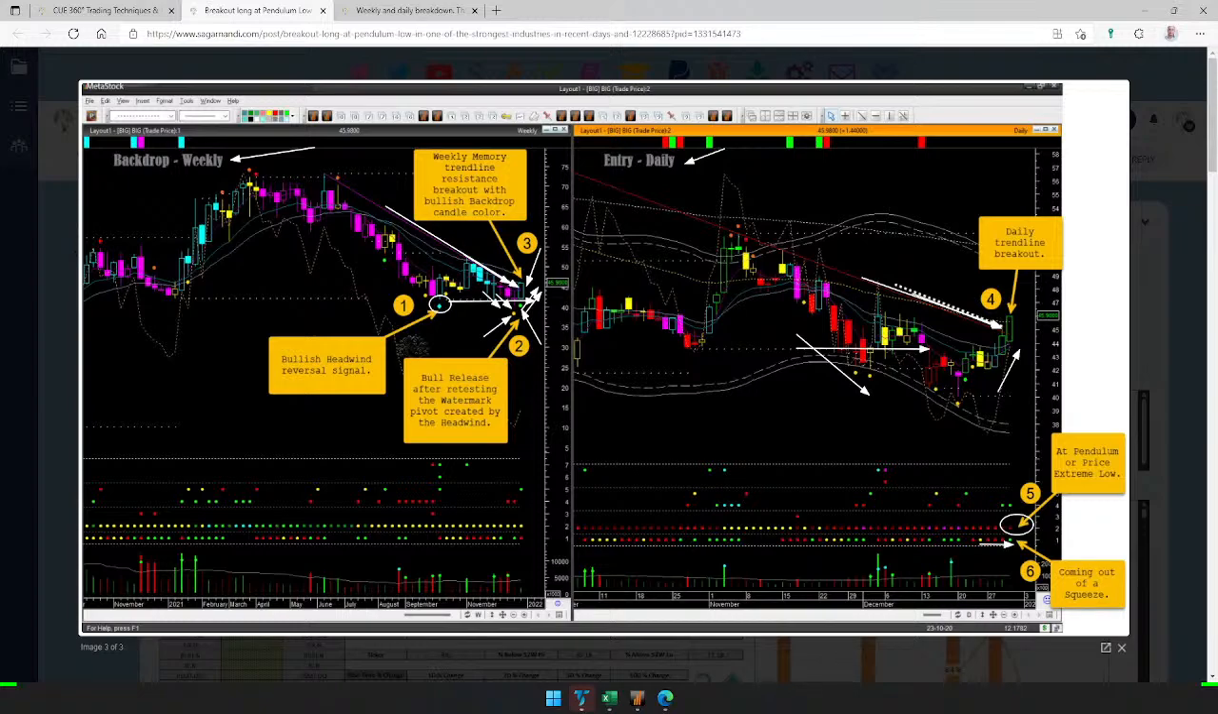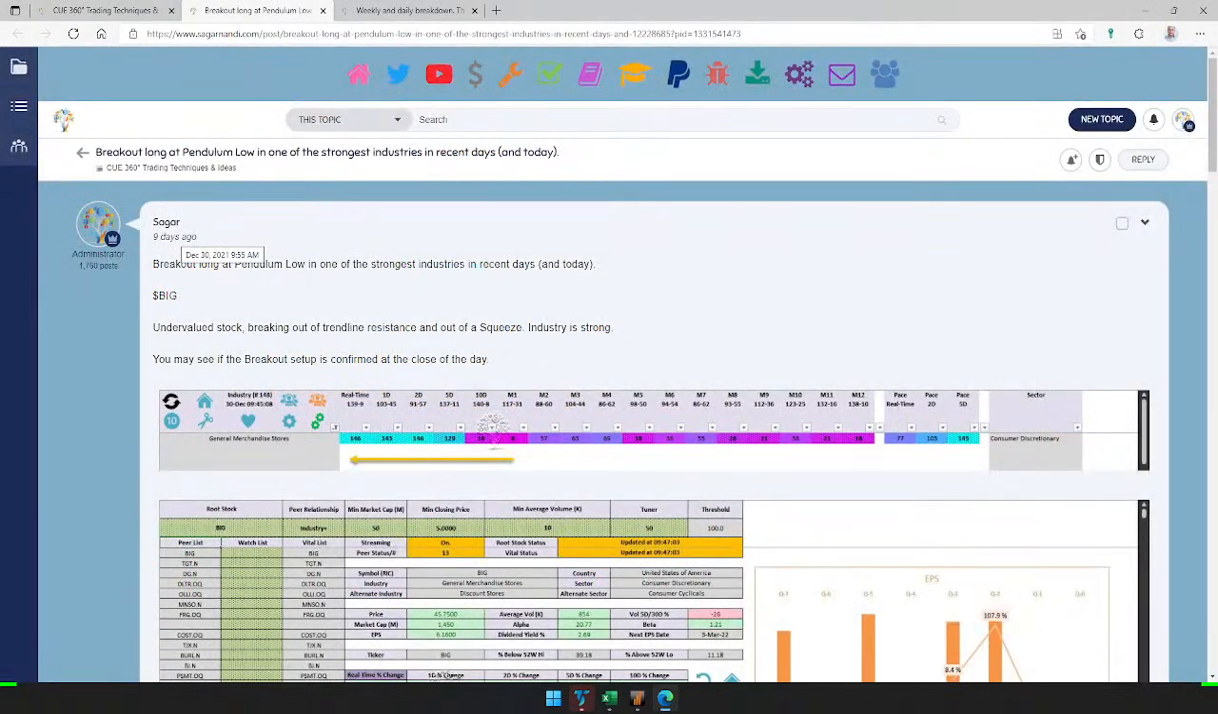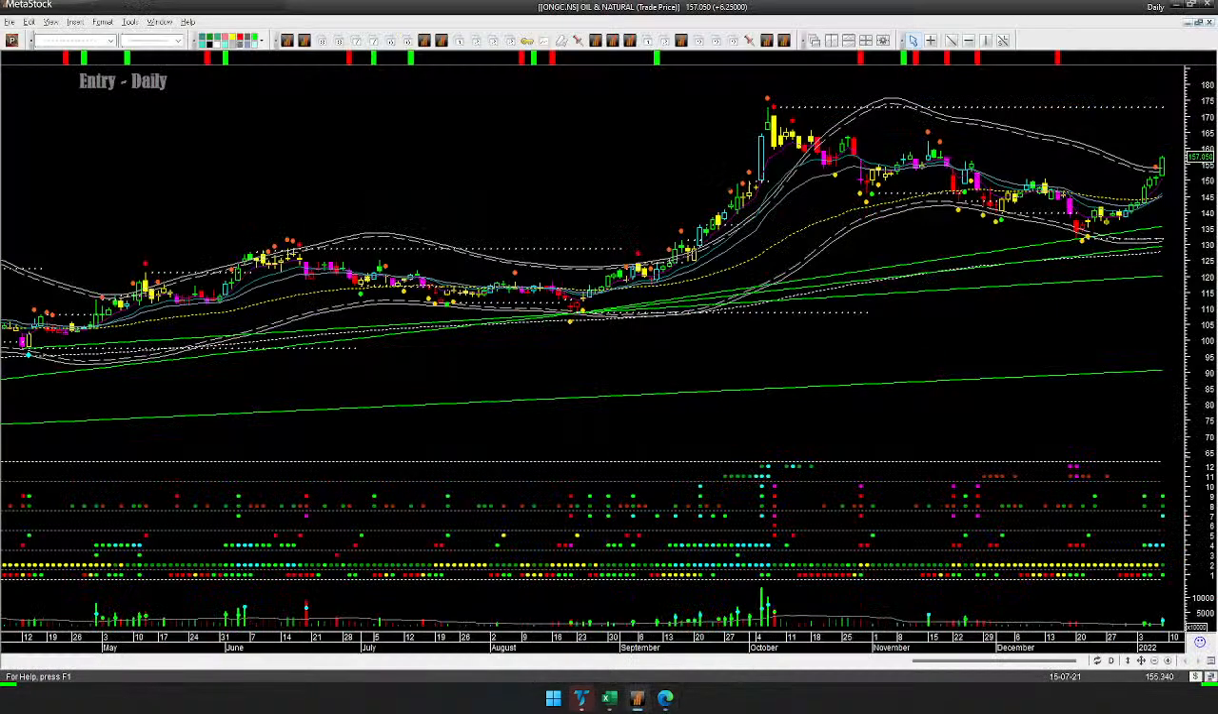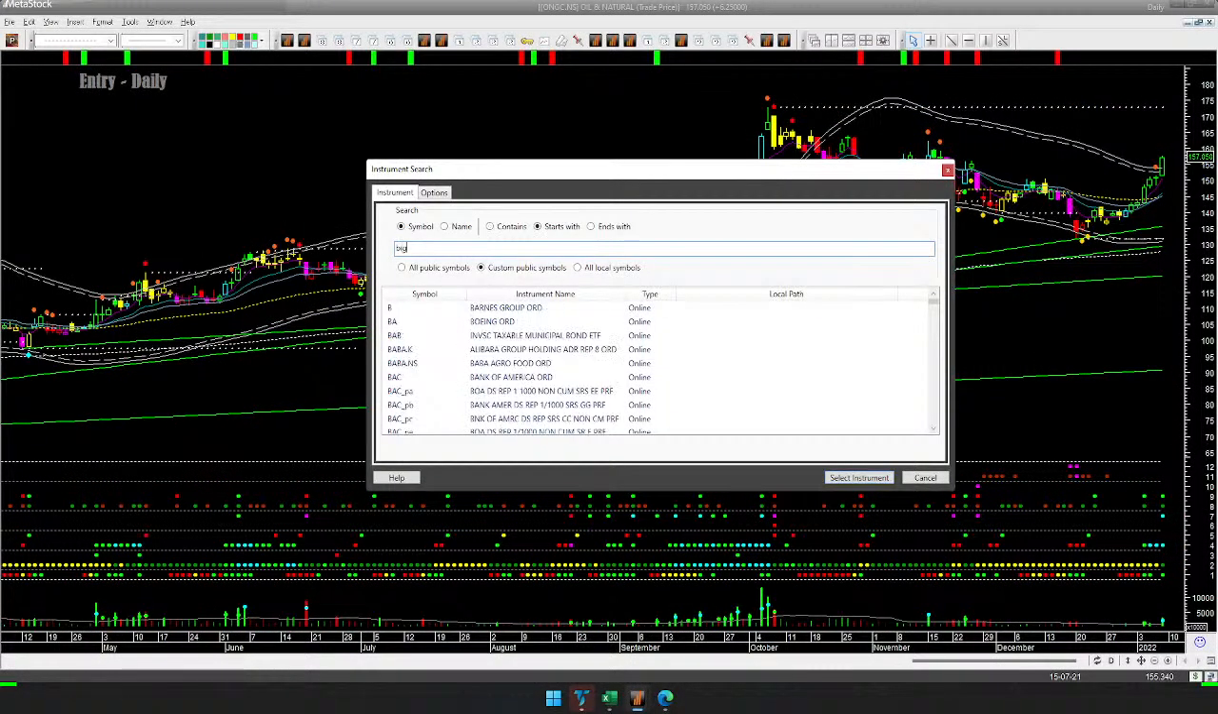It's not a part of the checklist, it is not a mandatory condition for taking a breakout, but it's very useful to have a stock breaking out from a squeeze. So it was a squeeze breakout and trendline breakout. That is what I shared on Big Lots 9 days ago, 30th December. Let's look at Big Lots now.